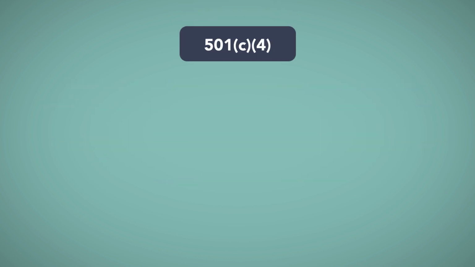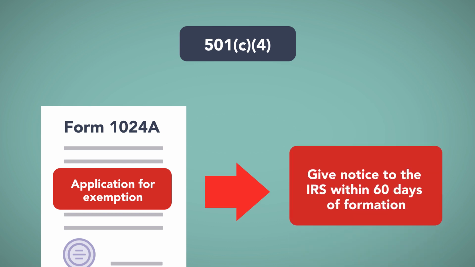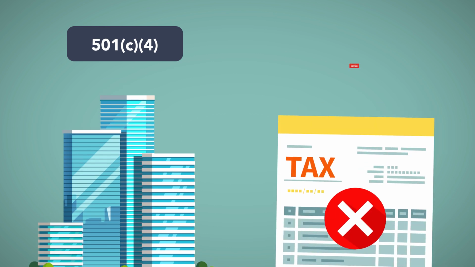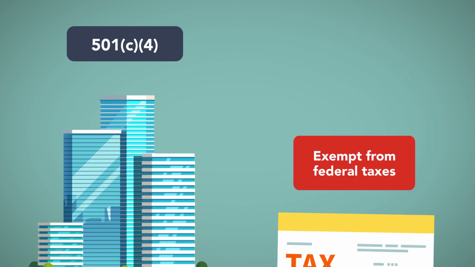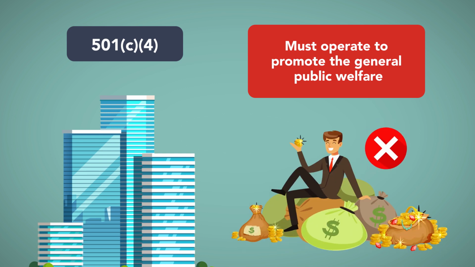An entity seeking exemption under 501c4 must file an application for exemption on Form 1024A and give notice to the IRS of its intention to operate under 501c4 within 60 days of formation. Like all entities exempted under 501c3, 501c4 organizations are exempt from federal taxes. A 501c4 entity must operate to promote the general public welfare. It may not benefit a private company or individual or serve a select group.